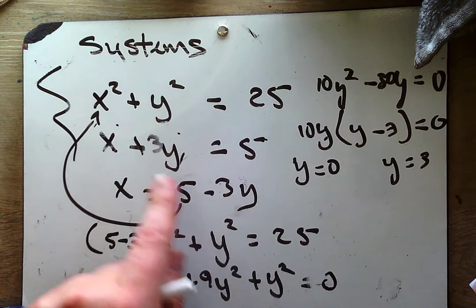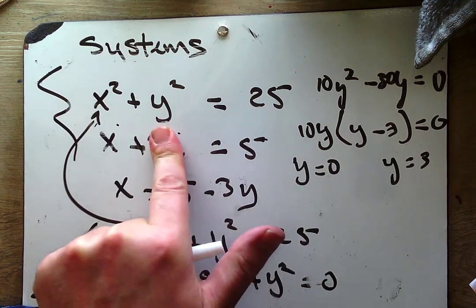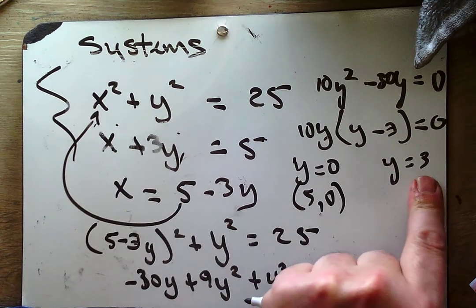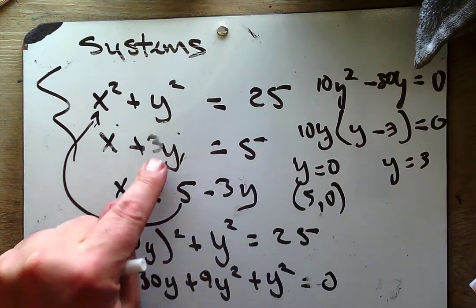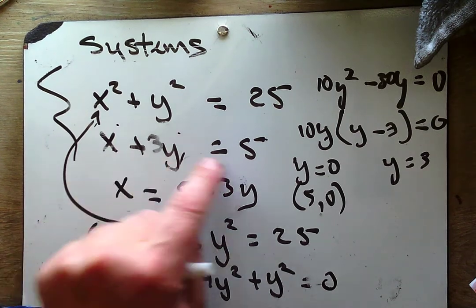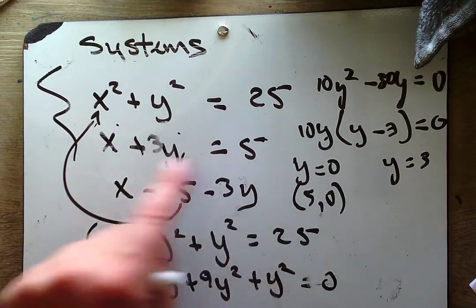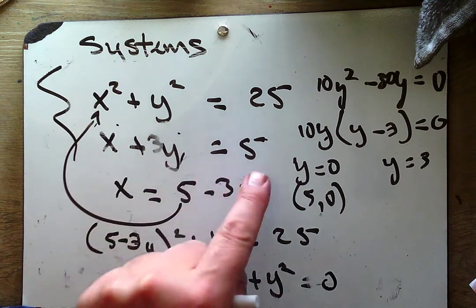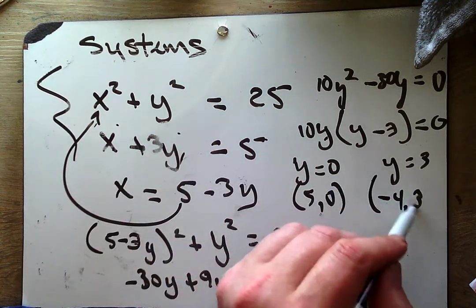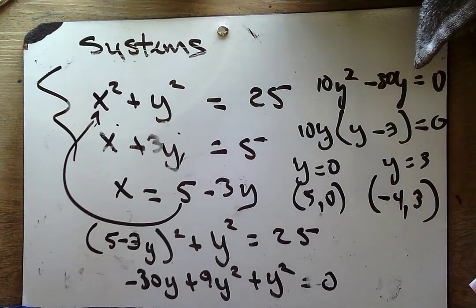So if I plug in y equals 0 here, I get x equals 5. So I know one solution is 5, 0. And I know y equals 3. If I plug a 3 in here, 3 times 3 is 9. X plus 9 equals 5. I need to subtract 9 from both sides. And so 5 minus 9 is negative 4. Negative 4, 3 is my second solution.